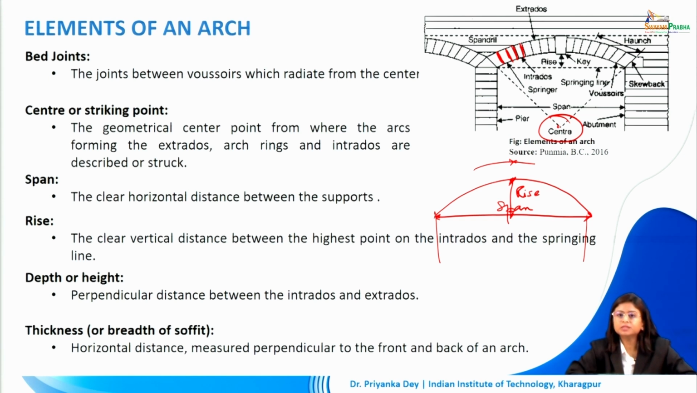The perpendicular distance between the intradose and the extradose is known as the depth or height of the arch. So, this distance between the intradose and the extradose, this is known as the depth or height of the arch. The thickness or breadth of soffit is the horizontal distance measured perpendicular to the front and back of the arch. So, that means when I am looking at the arch, the distance between the intradose and the extradose is my depth or height, but there is also a three-dimensional aspect into the arch, which we cannot see in two dimensions, right? So, that is the thickness or the breadth of soffit.